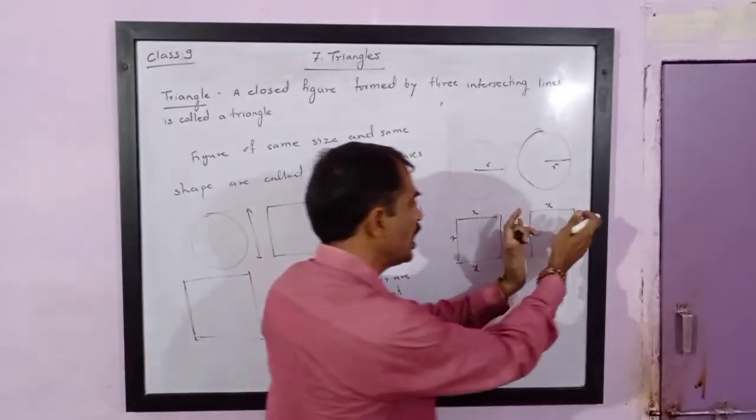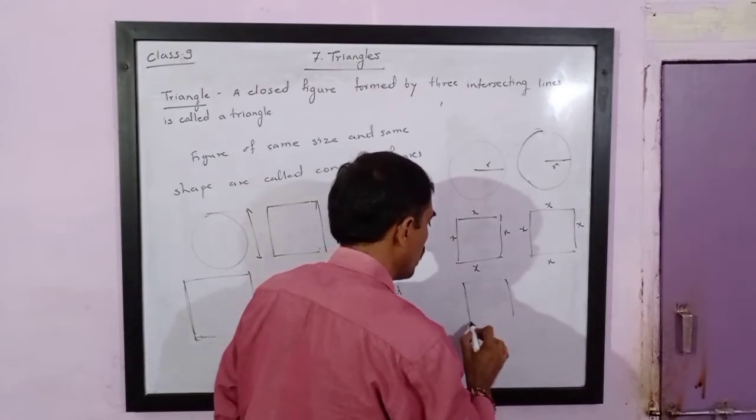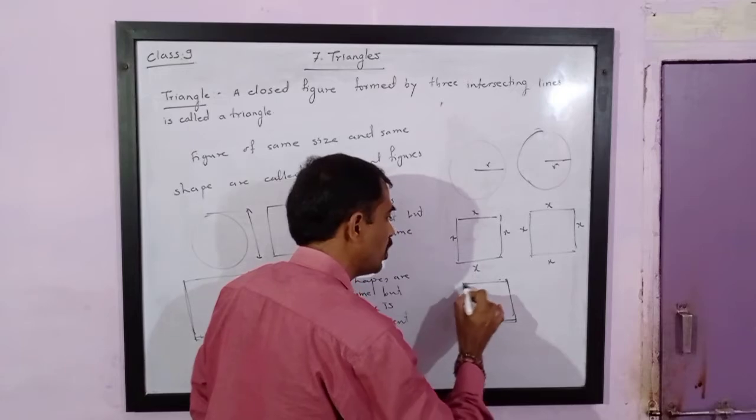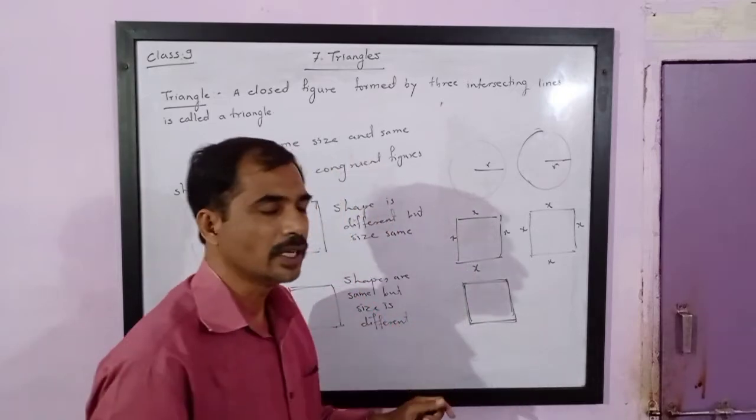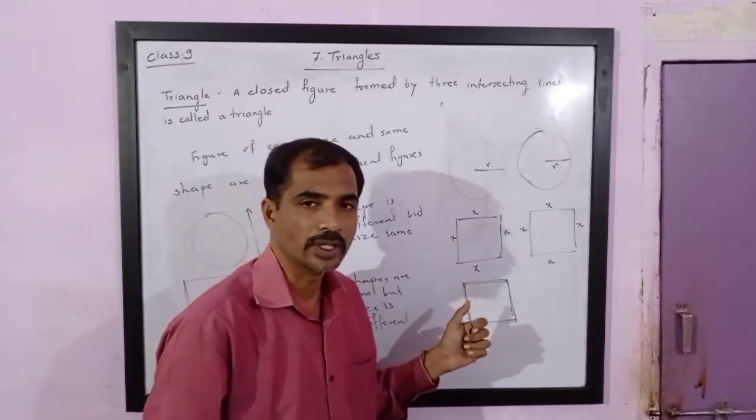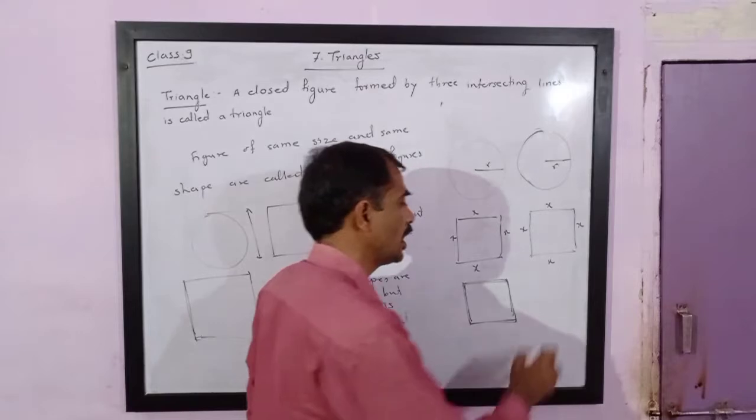So if this figure is removed and placed on this figure, you will be able to see only one figure. Please note, the other figure will exactly coincide with the earlier figure. So here in this case we can say the figures are congruent. It is not necessary that they must be circles or squares, they can be of any shape.